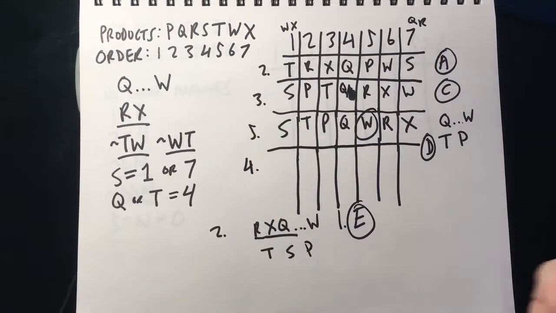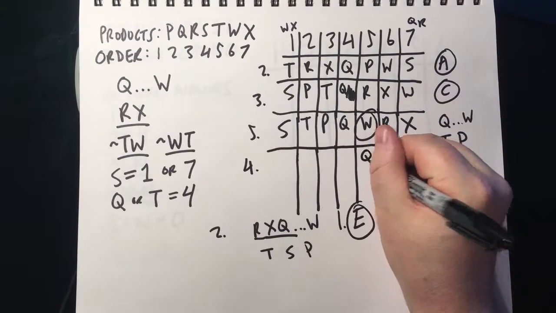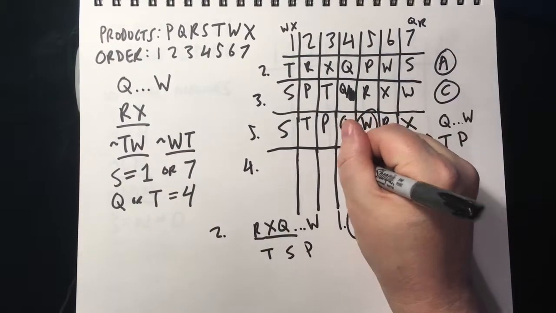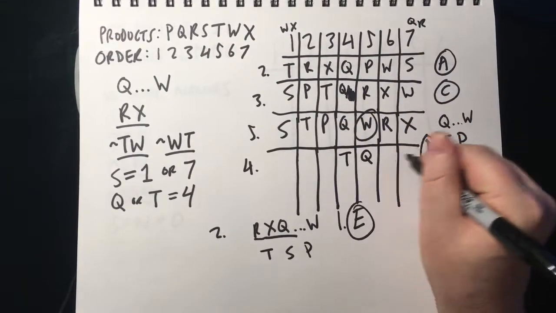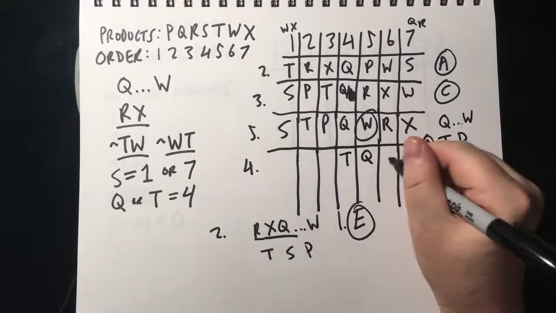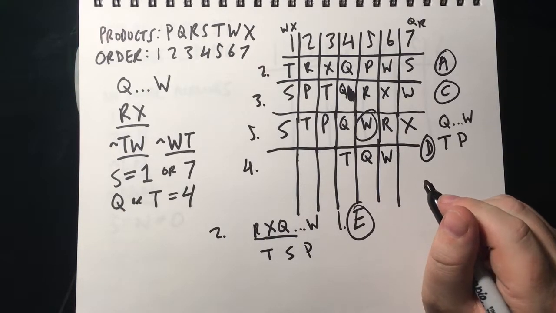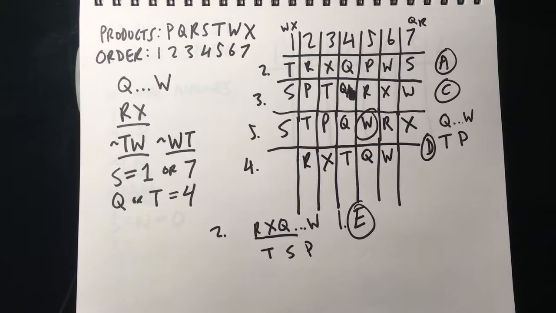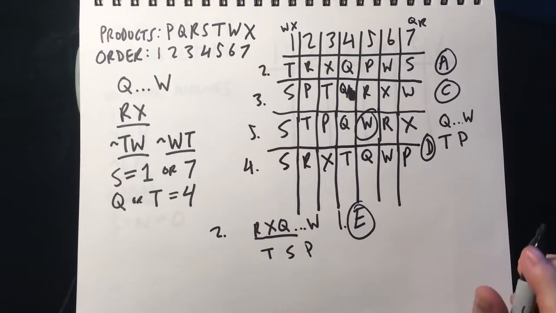We just test them. Could Q go 5th? So we'll stick Q in 5th. We go to our rules about Q. Q or T is 4th. Well, now I know this has to be T. Now I know that W has to go somewhere here or here. Honestly, the choice is yours. I'm just going to put W there. We still have to get in an R and an X. I'll put an R here. I'll put an X here. I need to get an S and a P. I'll put S here. I'll put P there.